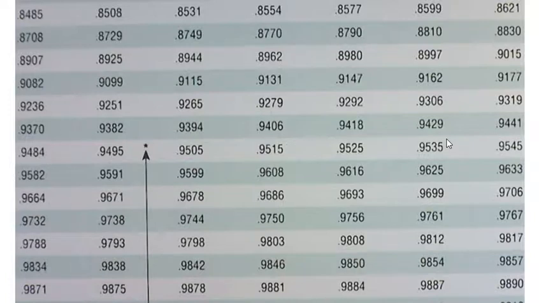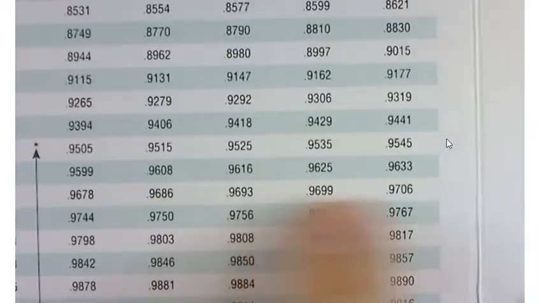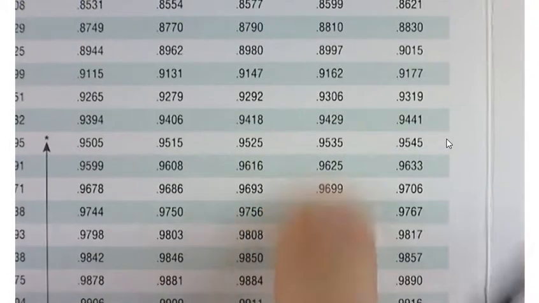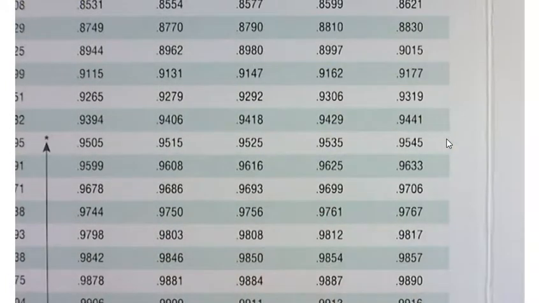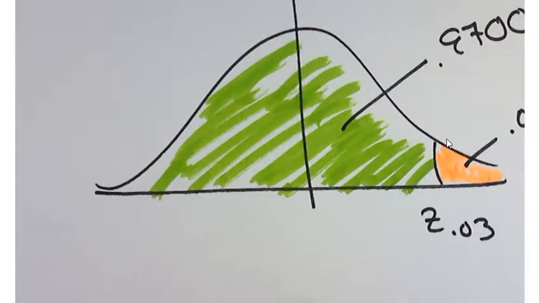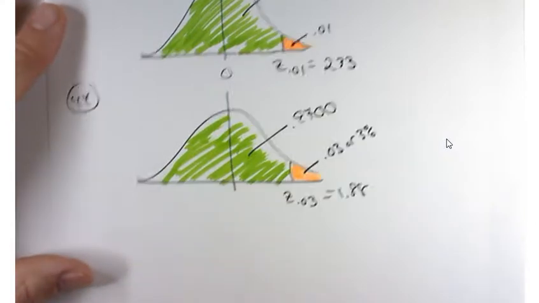Amira, what'd you get? Okay, some help? Yeah, 1.88. So looking down, it's 0.9700 falls between these two, but it's closer to this one. So this is at the row for 1.8, and you look up the top of the column, you get the other 0.08, so that's 1.88 for the z value.